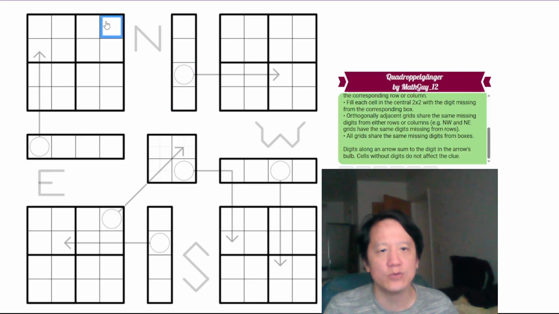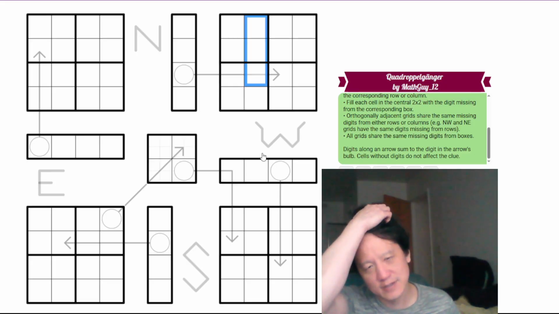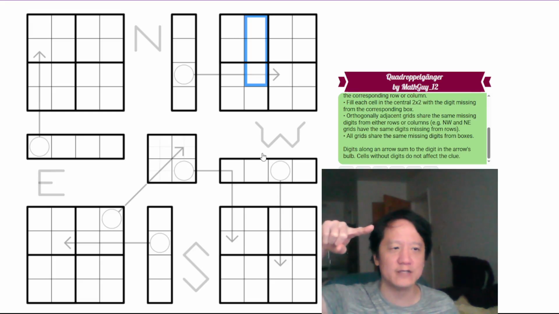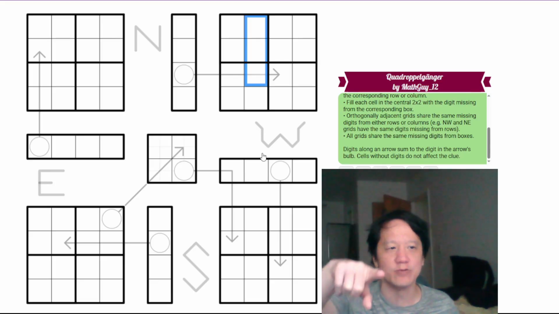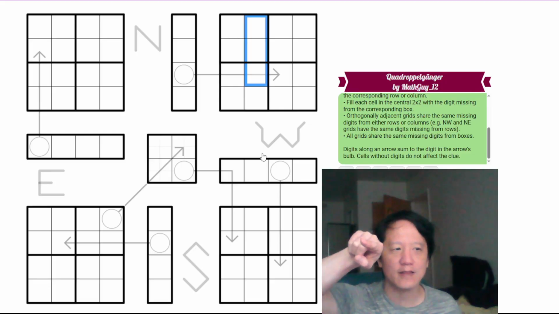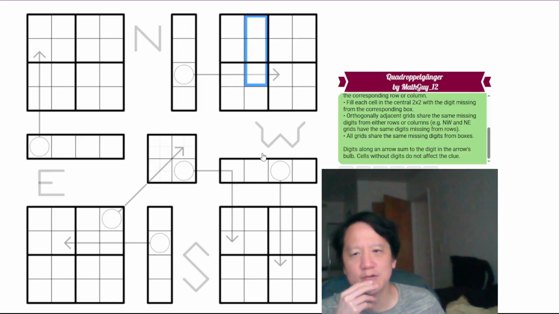For example, northwest. Wait, why is east and west swapped? I'm so confused by that. Anyways, usually it was west, north, south, east, and south. But here, if you take a look, we have east on the left side and west on the right side, which is very weird. Huh. Okay.